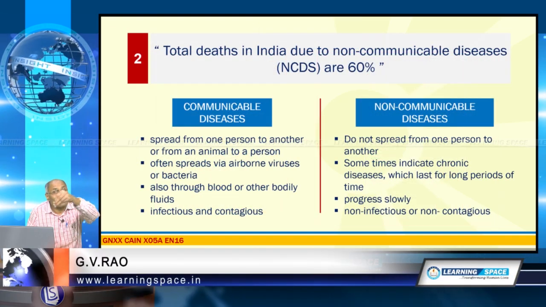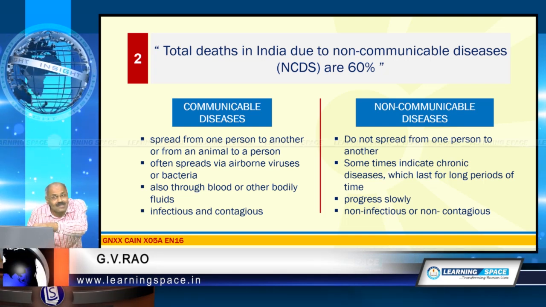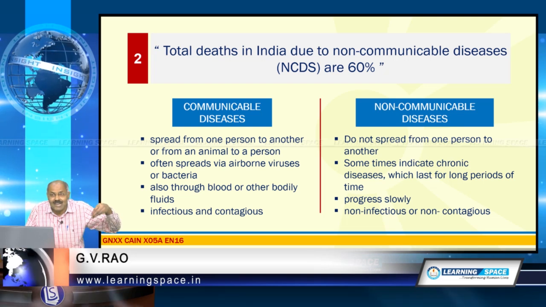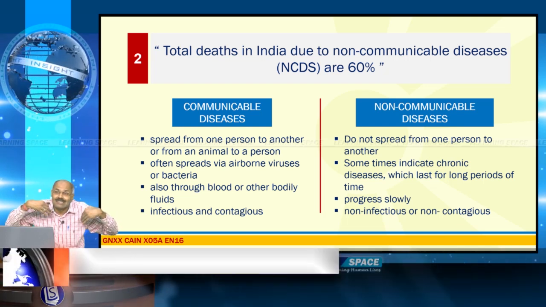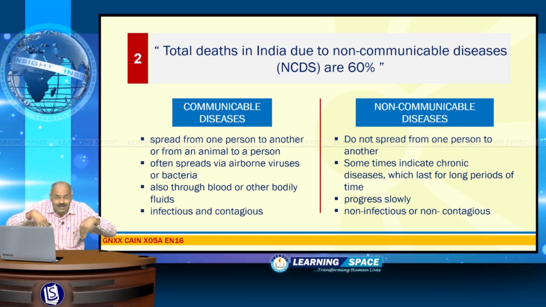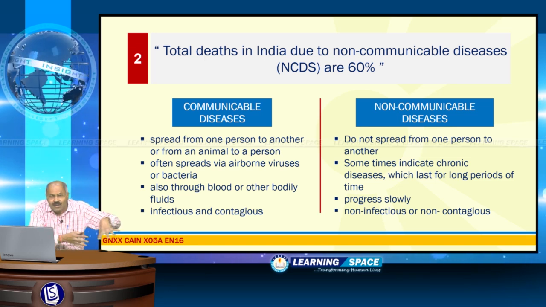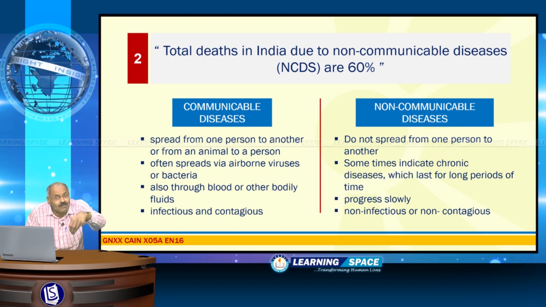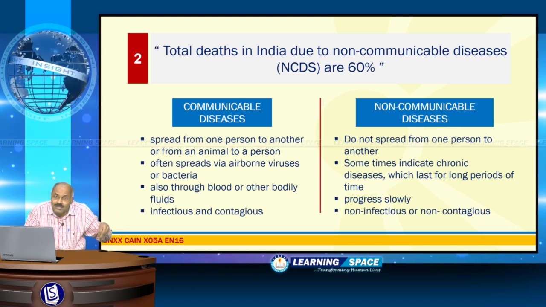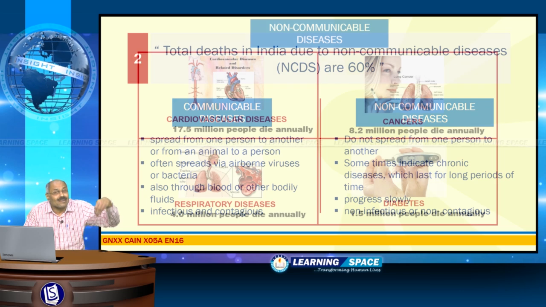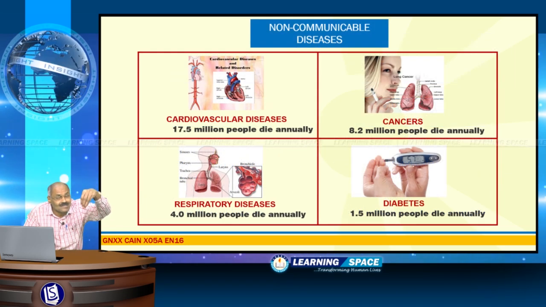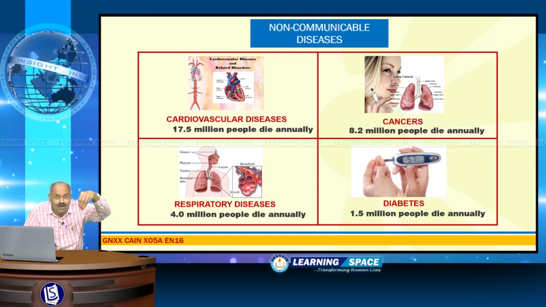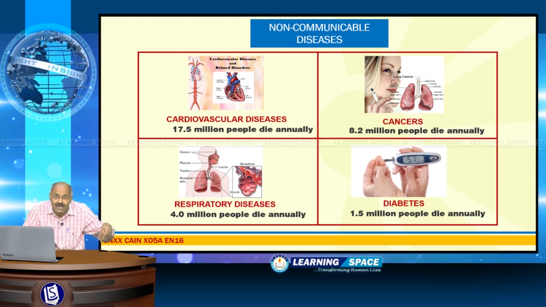And if you look at non-communicable diseases, they do not spread from one person to another, and these indicate chronic illness in a particular person itself. And they are non-infectious, non-contagious. And if you look at non-communicable diseases across the world, the biggest killer is cardiovascular diseases. The diseases of heart, they are the biggest killers in the world.